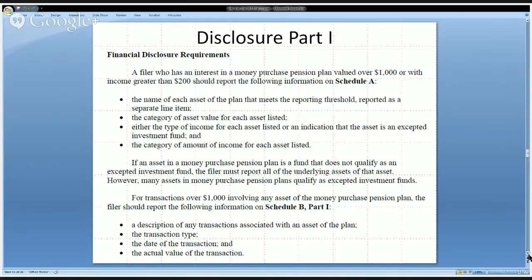We also need the category of amount of income for each asset listed. If an asset in a money purchase pension plan is a fund that does not qualify as an accepted investment fund, the filer must report all of the underlying assets of that asset. So just because the money purchase pension plan doesn't qualify for an EIF doesn't mean that every pooled investment vehicle within it will qualify as an EIF. We have to keep breaking those out until we reach a holding that is itself an accepted investment fund.